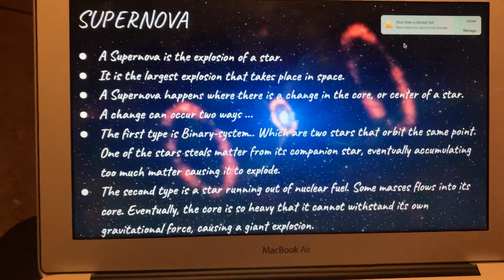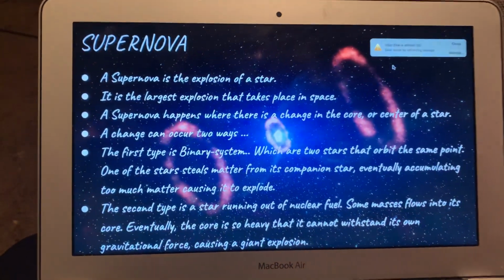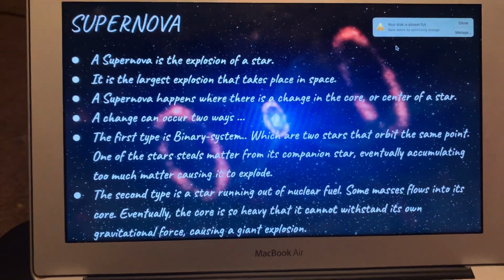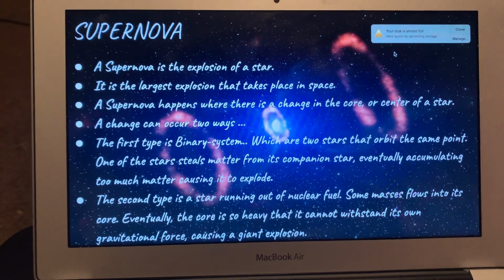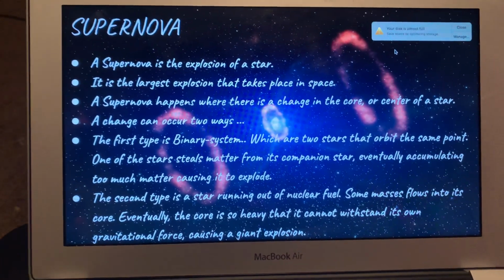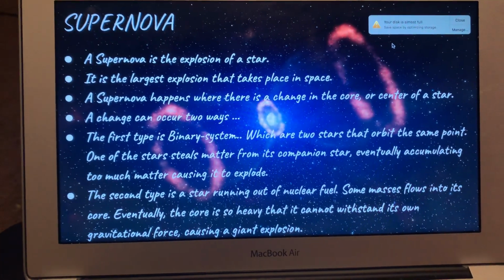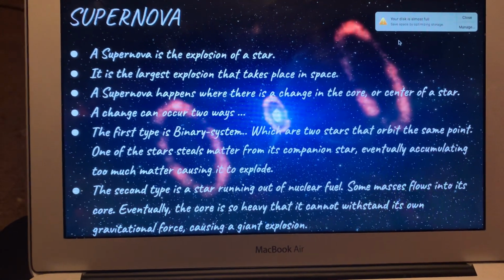Okay. Supernova. A supernova is the explosion of a star. It is the largest explosion that takes place inside space. A supernova happens when there is a change in the core or center of a star.